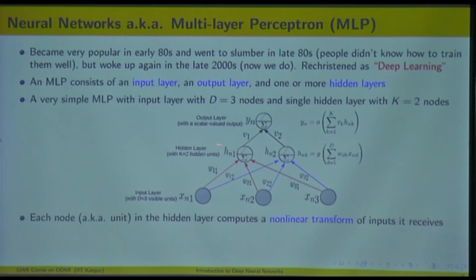As you can see, each node in this hidden layer, also known as a unit, is computing a non-linear transformation of the inputs that it is receiving. The first hidden node computes a non-linear transformation of these 3 inputs, where the weights are given by these red edges. Likewise, HN2 is also computing a non-linear transformation of the same inputs, but using a different set of weights. So the same input has been transformed non-linearly to produce these 2 values, HN1 and HN2, and then on these values, you can imagine that you are learning a linear model. That's what is going on here.